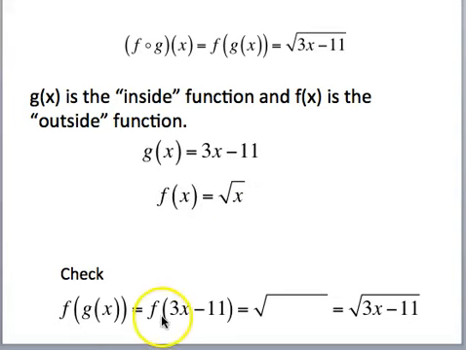So we want f of g of x, f of 3x minus 11. But what does f do? Takes the square root of something, square root of space. What goes into the space? 3x minus 11. So indeed, f of g of x is the square root of 3x minus 11, and this checks. Let's take a look at one more.